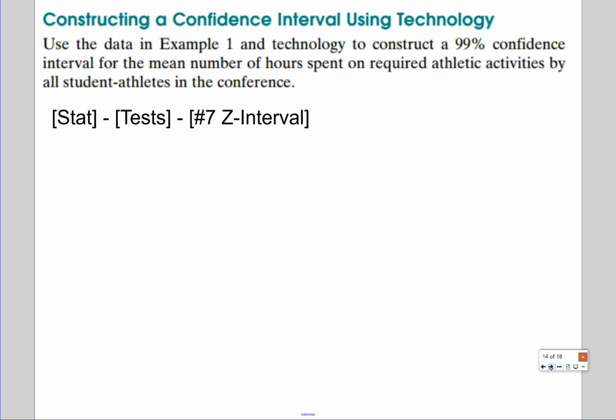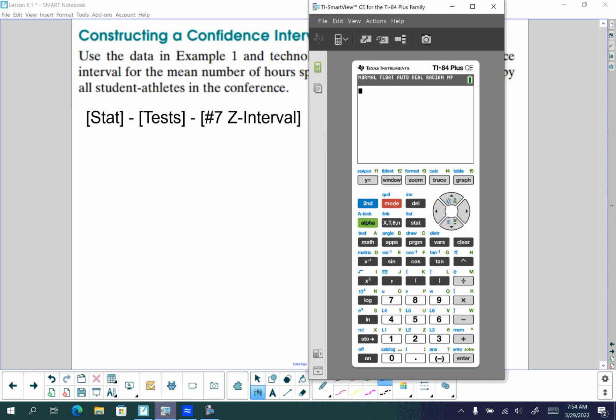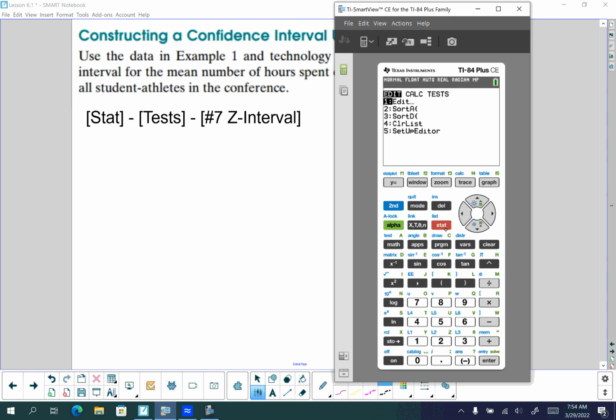All right, so in order to find a confidence interval, we're going to do the following. Once you have your data in L1, which you guys all have that already, you're going to go into stat. Okay, and then normally we calculate things. We're going to start doing more testing for statistics. So we're going to go all the way over to where it says tests. And then we're going to choose number 7, which is a Z interval.